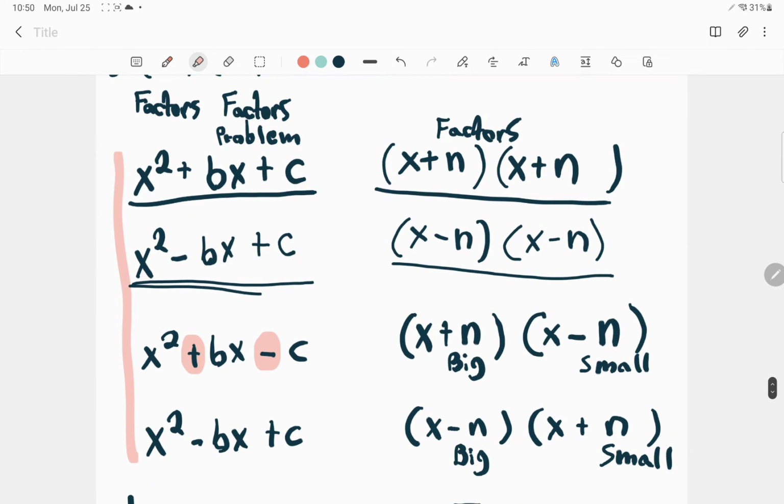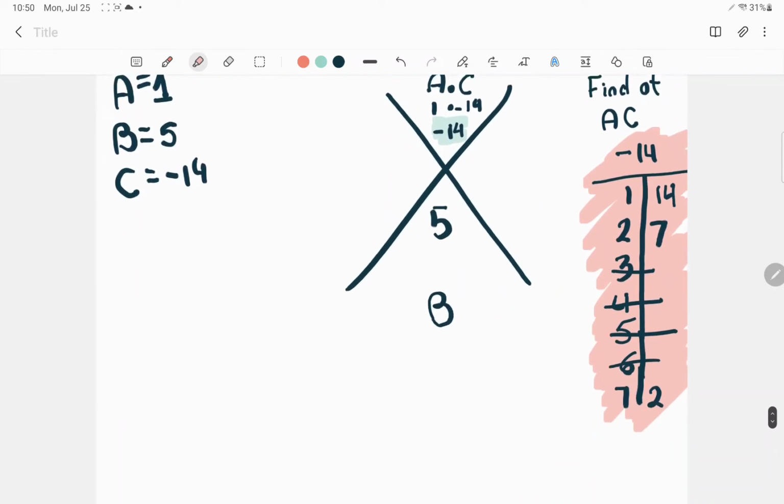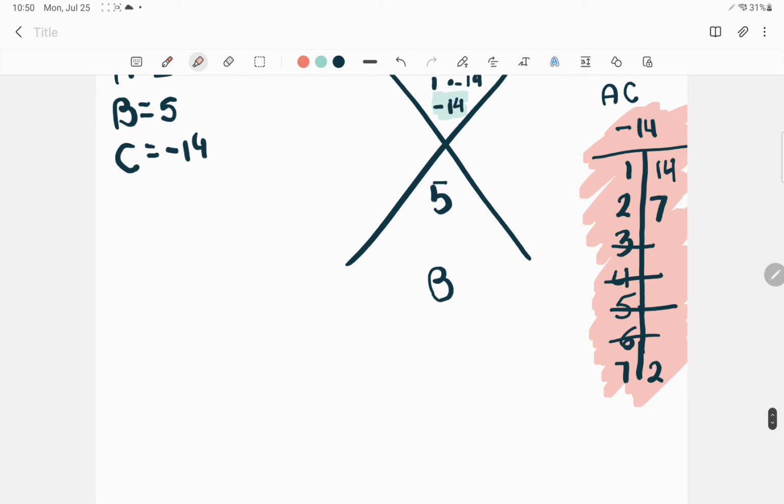It said that my factoring is going to look like x plus n, x minus n. So I'm going to go ahead and do that over here on the bottom. So x plus n, x minus n. Okay. X plus, and I'm going to leave the n alone because that's what we're going to be figuring out right now. And then x minus.